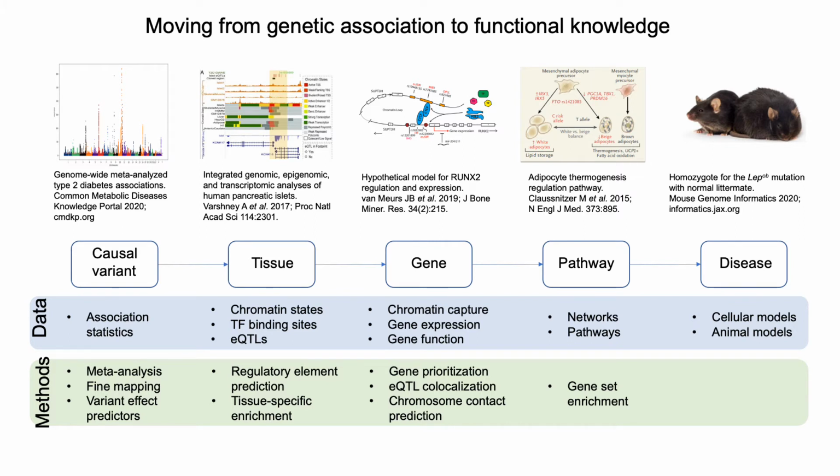The goal of our project is to help researchers move more quickly along this path from association to function, in particular to accelerate the identification of the effector genes that act to impact disease risk. We can do this by integrating and analyzing multiple data types in order to make predictions about disease effectors and mechanisms.